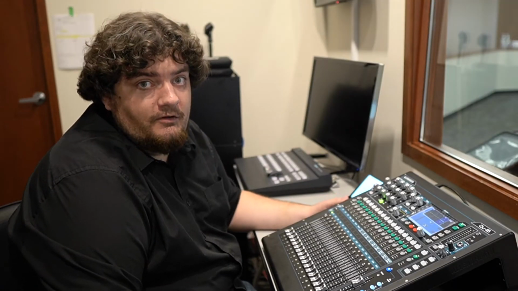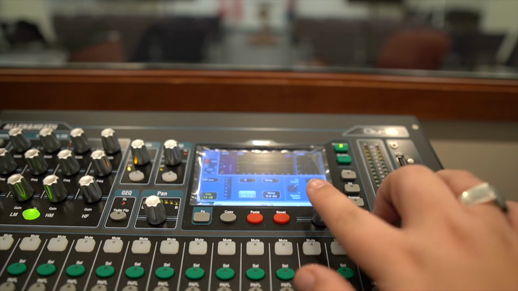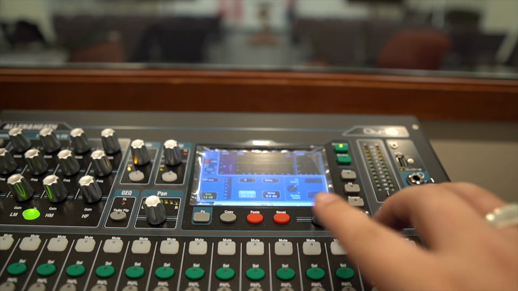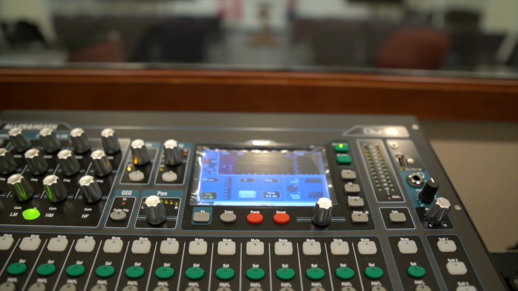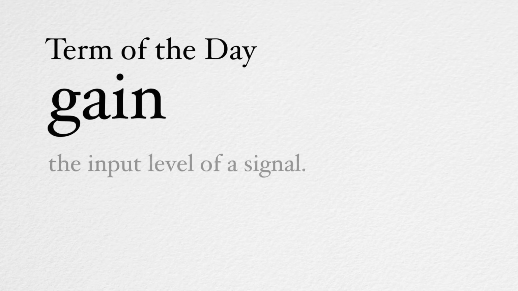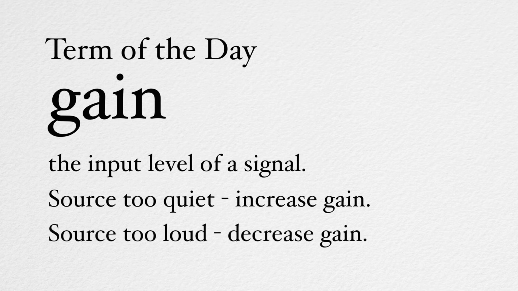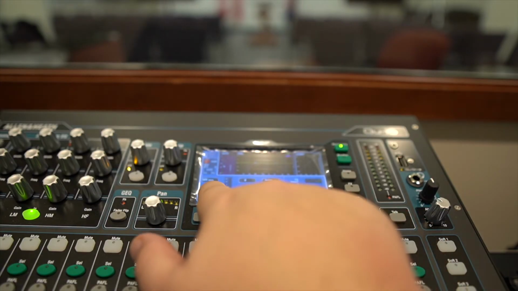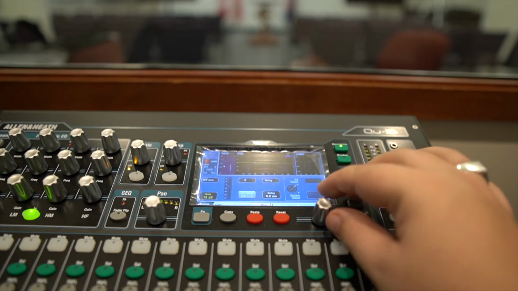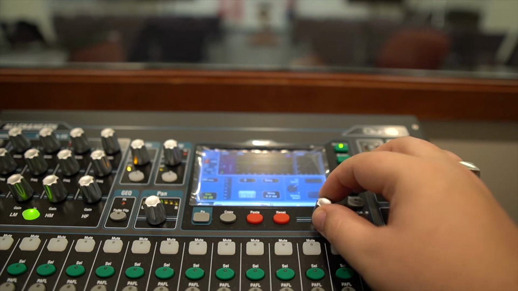Now we need to get into what all these other knobs do. On this main screen here, you can see there's many of the functions that would be on an analog board built into that screen because this is a digital board. Our important term for today is gain. Gain is the input level of a signal. If a source, our microphone in this case, is too quiet when the fader is set at 0, we can turn up the gain. If it's too loud, we can reduce the gain. You can control the gain with this knob to adjust the volume of the microphone.